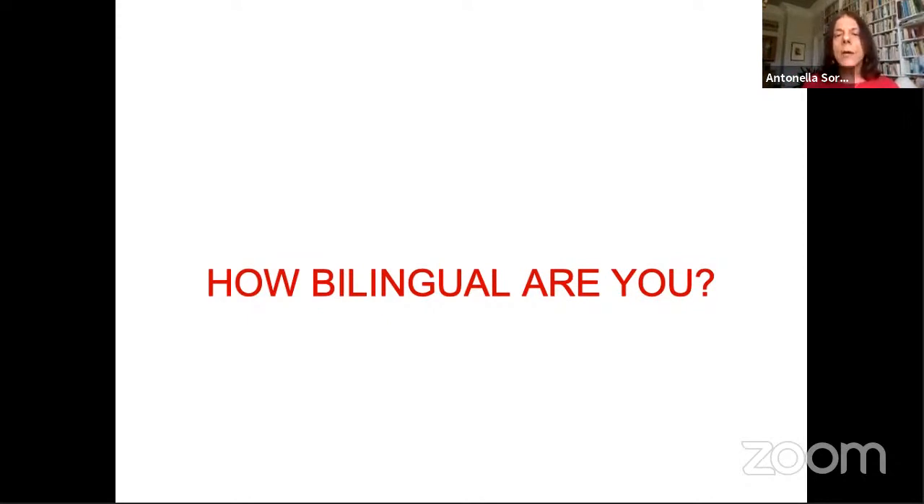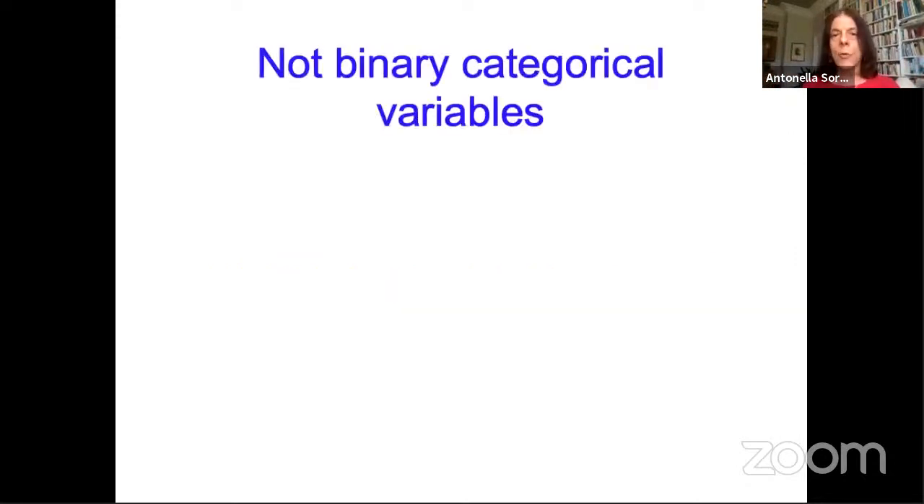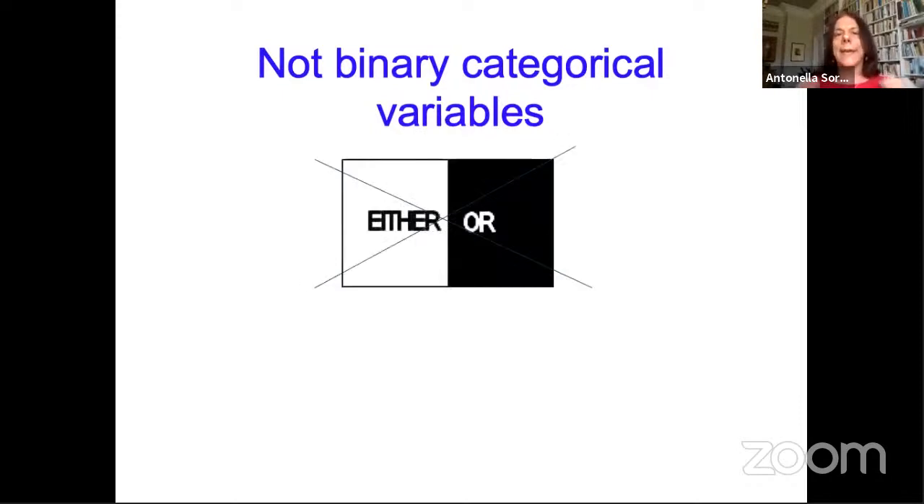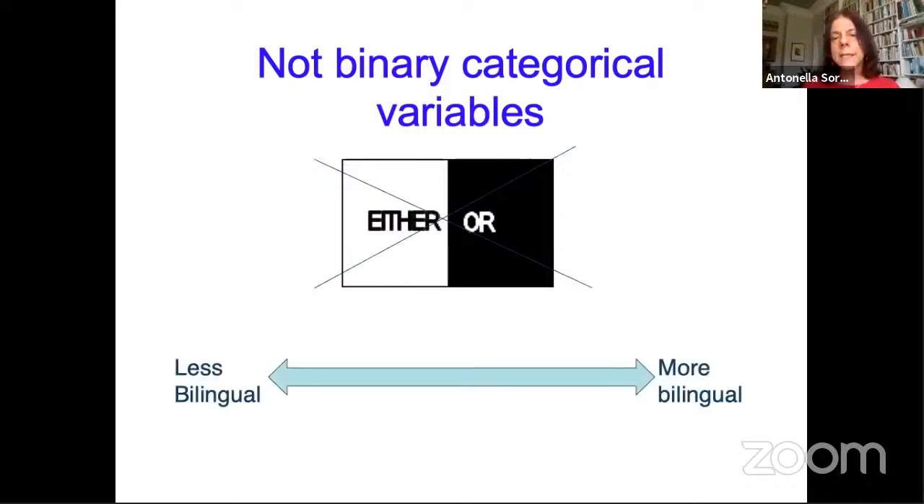So this is a problem, because the question is not whether you're bilingual or not bilingual. It's not a black or white dimension. So how bilingual are you? It doesn't involve a categorical, a binary variable. In fact, it involves a range of non-binary, non-categorical variables, which lend themselves to being evaluated along a continuum, and I'll come back to this, a continuum ranging from being less bilingual to being more bilingual. So we know that bilingualism is not an either-or dimension. Can we give some examples of this?